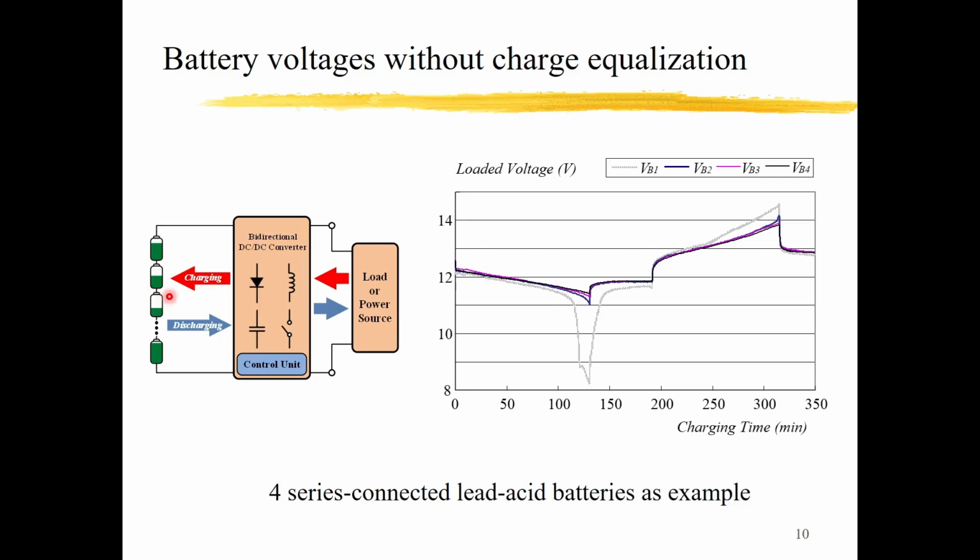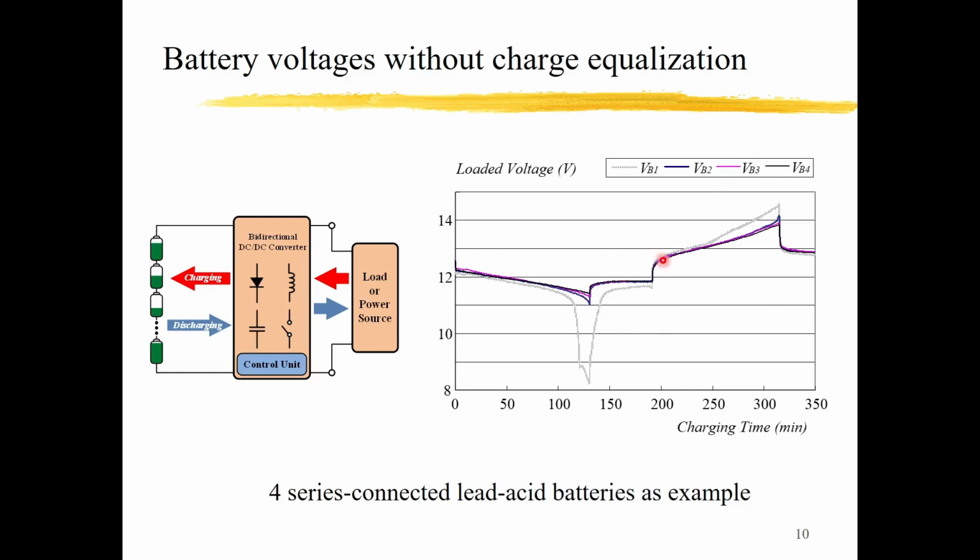Then we expect that because the currents are all the same, the state of charge of all the cells should be identical. But it is not. Even though the current through the cells is the same, the SOC may not be the same. This is a problem. Here, this is an example.